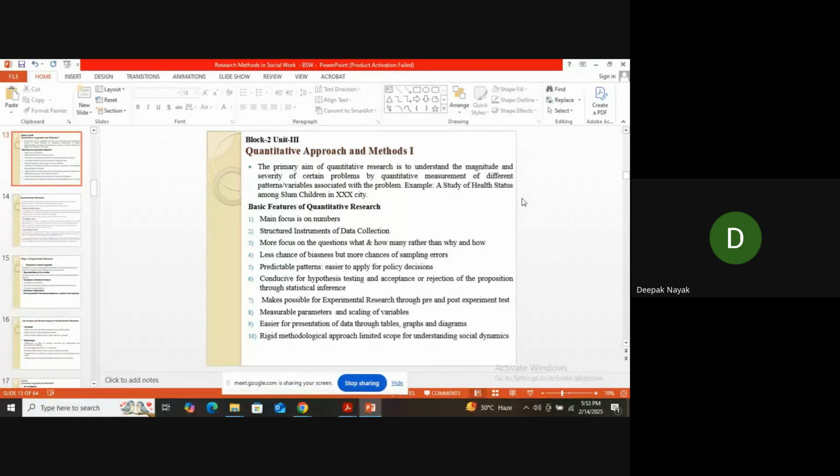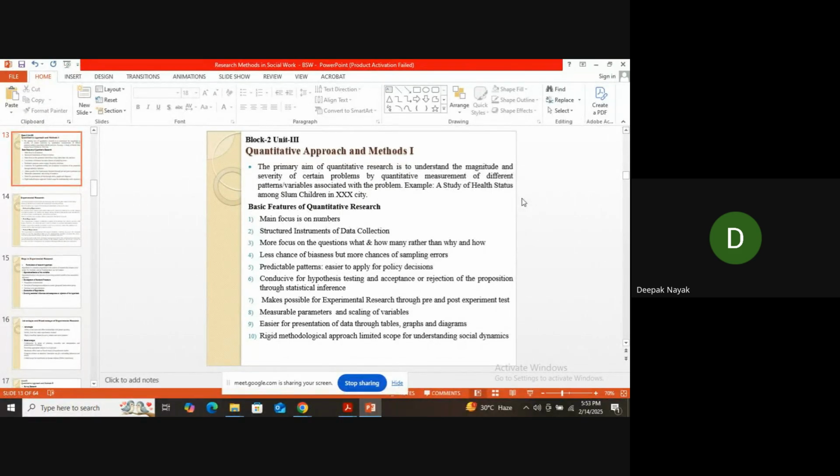How many children got prenatal and postnatal care? How many children had access to medical facilities near their house at a considerable distance? And how many children are with malnutrition? So these questions are asked under quantitative research.